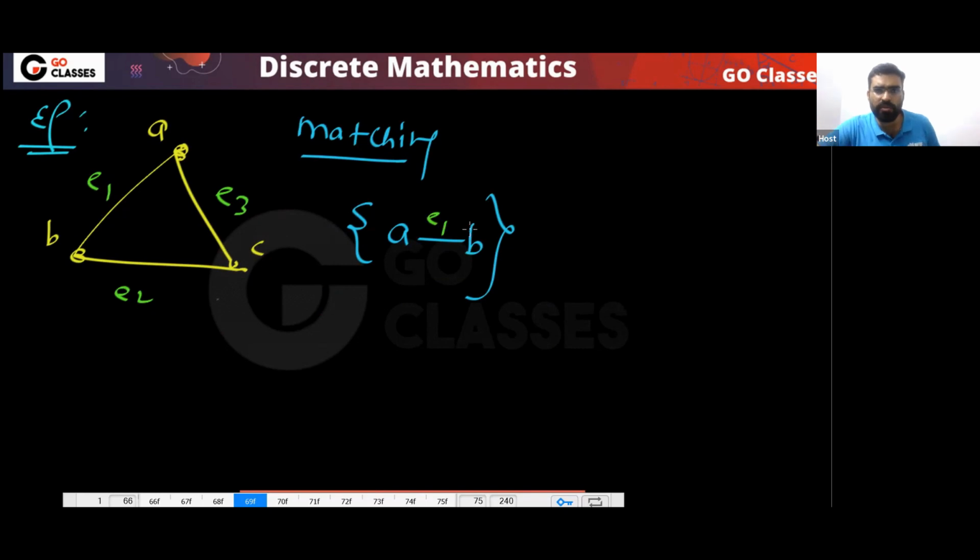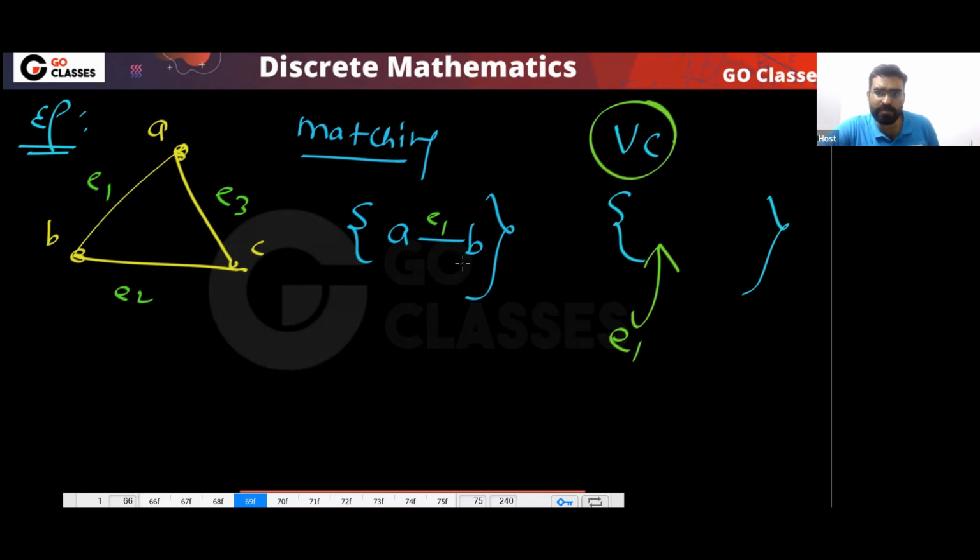Now tell me, vertex cover. Remember, this is your matching. So what guarantee can I give? Remember, a vertex cover should cover all the edges. So to cover E1, at least one of them I have to take. But is it enough? Did we cover all the edges? No. So take B also. Now it is a vertex cover.